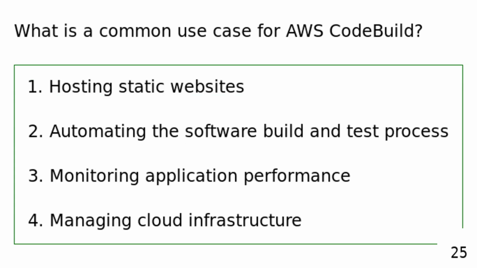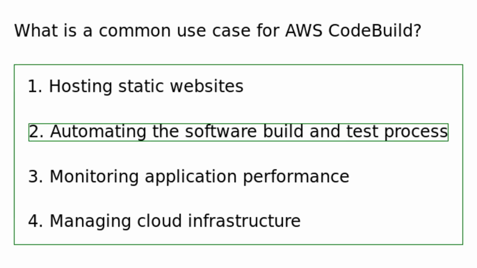What is a common use case for AWS CodeBuild? Hosting static websites. Automating the software build and test process. Monitoring application performance. Managing cloud infrastructure. AWS CodeBuild is commonly used to automate the software build and test process as part of a CI/CD pipeline.